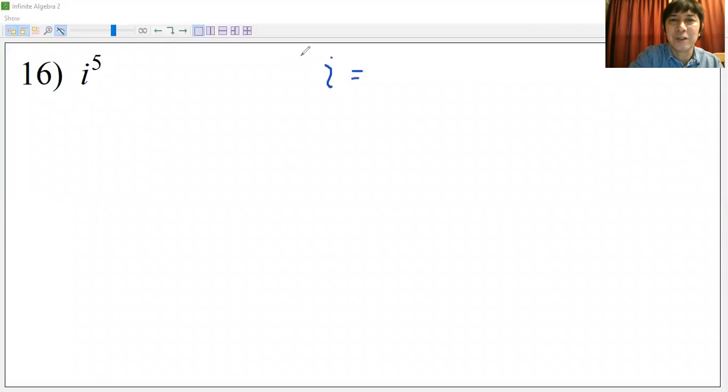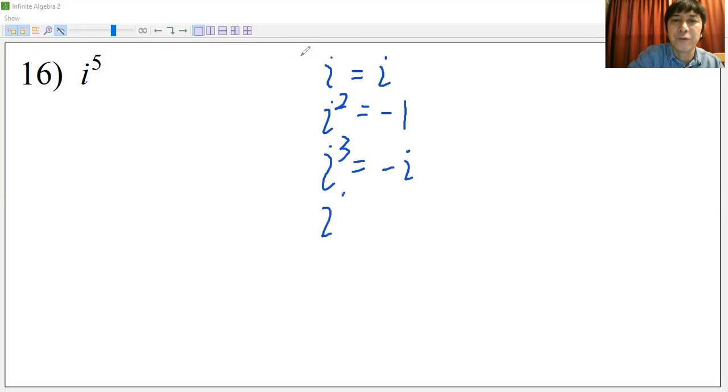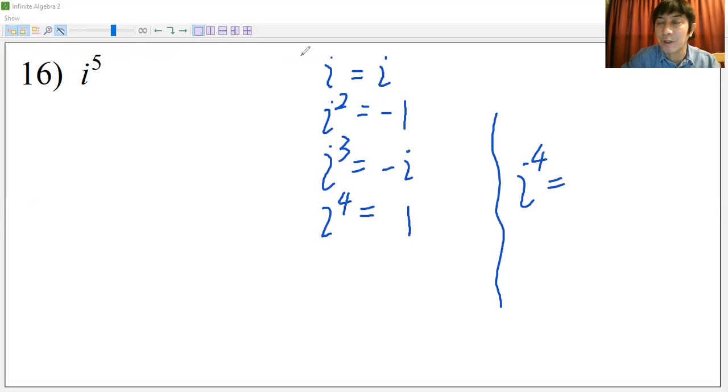So you have i, and i squared is negative 1. i cubed is negative i. i to the fourth is a positive 1, because i to the fourth is i squared times i squared. So that means negative 1 times negative 1, and in algebra, negative 1 times negative 1 is positive 1.